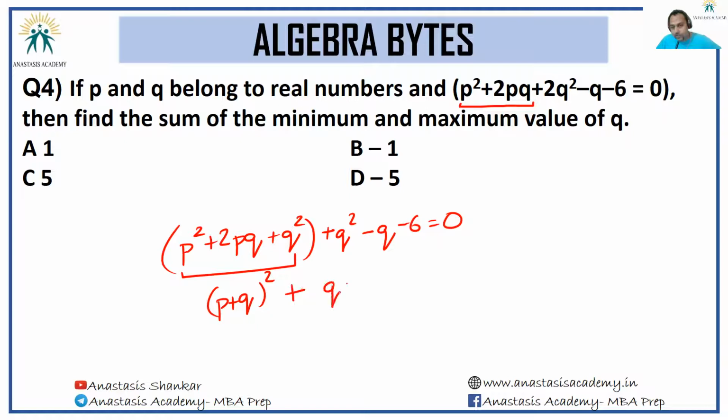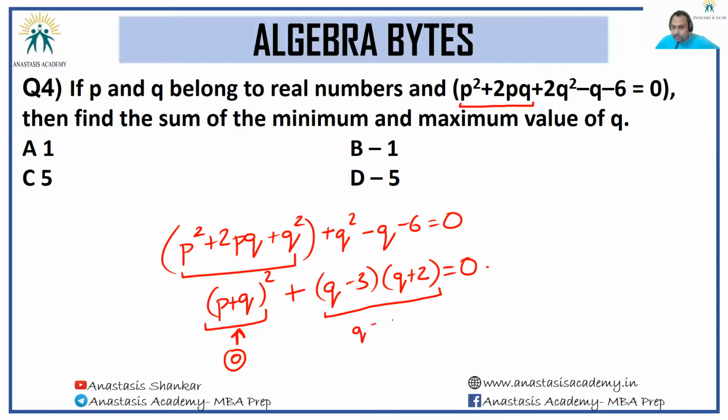And this is (Q minus 3)(Q plus 2) equal to 0. Now for a perfect square plus something to turn out to be 0, can you see this part here has to be 0 itself, and now what we are left with here is Q has to either be equal to 3 or Q has to be equal to minus 2.